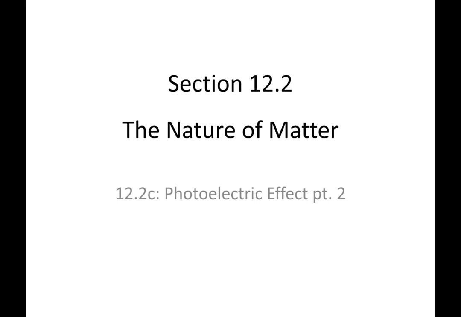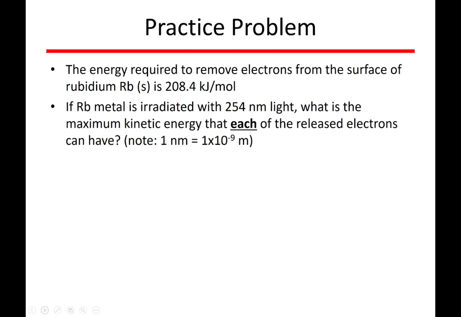Let's continue our discussion of the photoelectric effect and take a look at another example that uses the photoelectric effect equation. This is going to be a numerical example. In this practice problem, you're told that the energy required to remove electrons from the surface of rubidium metal is 208.4 kilojoules per mole. First and foremost, let's take that whole sentence and simplify it way down.